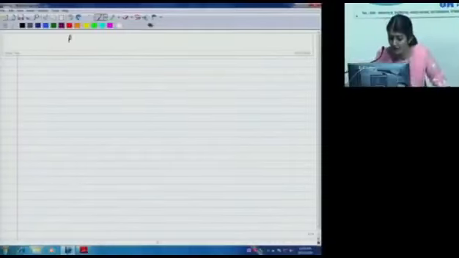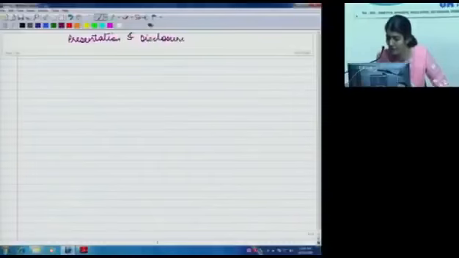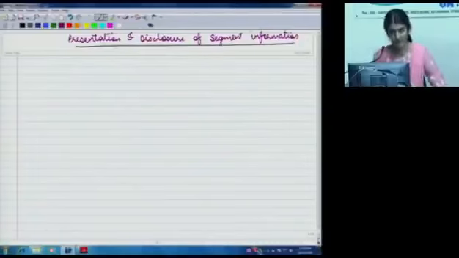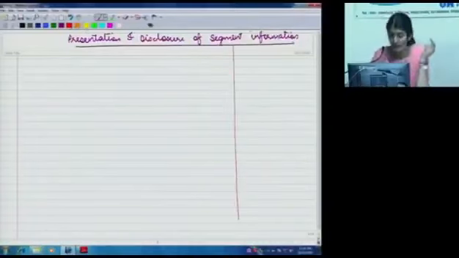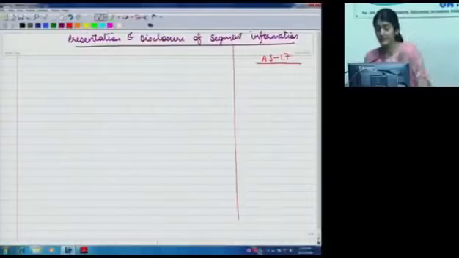Now coming to the last selected item of SA 501, which is regarding the presentation and disclosure of segment information. Can anybody tell me which is the corresponding accounting standard? AS 17, no? Segment reporting. What does AS 17 say?